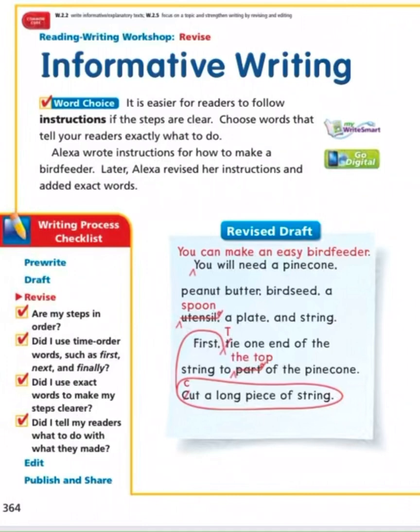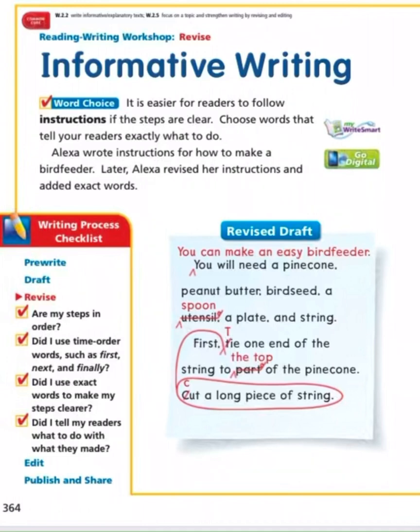Revised draft. You can make an easy bird feeder. You will need a pine cone, peanut butter, bird seed, a spoon, a plate, and a string. First, cut a long piece of string. Tie one end of the string to the top of the pine cone.